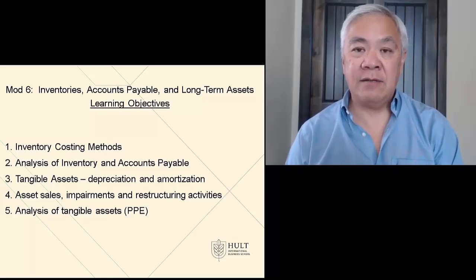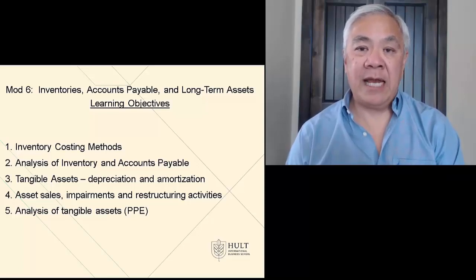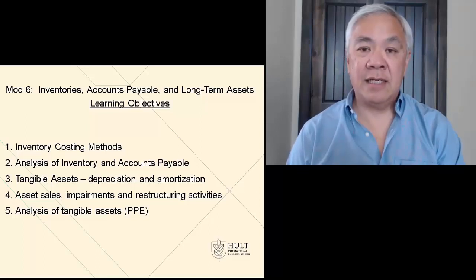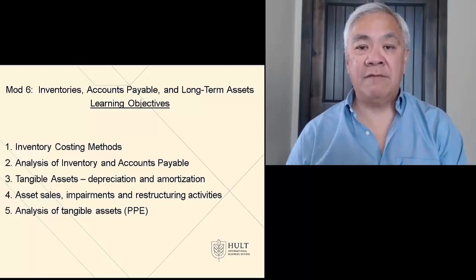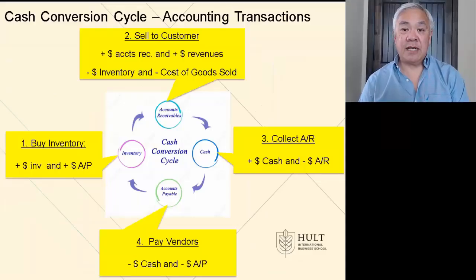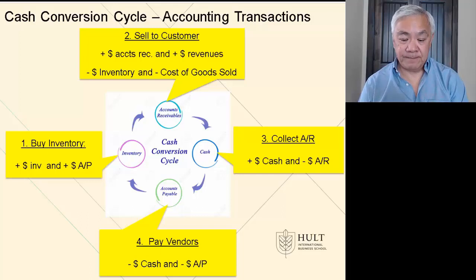Fourth, we'll look at asset sales when we dispose of a piece of equipment, or impairments when an asset goes down in value, and finally, restructurings and what happens in those cases. And fifth, looking at analysis of tangible assets, again focusing on PP&E. So we've seen the cash conversion cycle before, but now we're going to go in a little deeper. So let's review it and look at how the accounts that we're going to see here are affected.